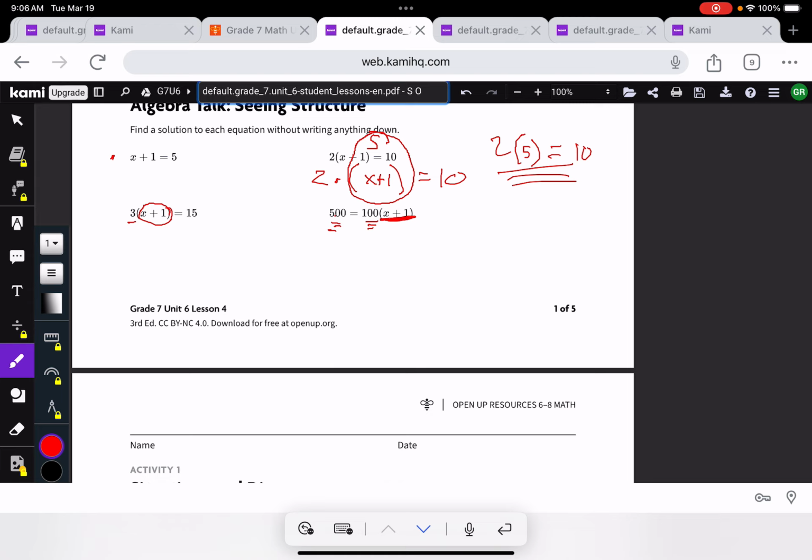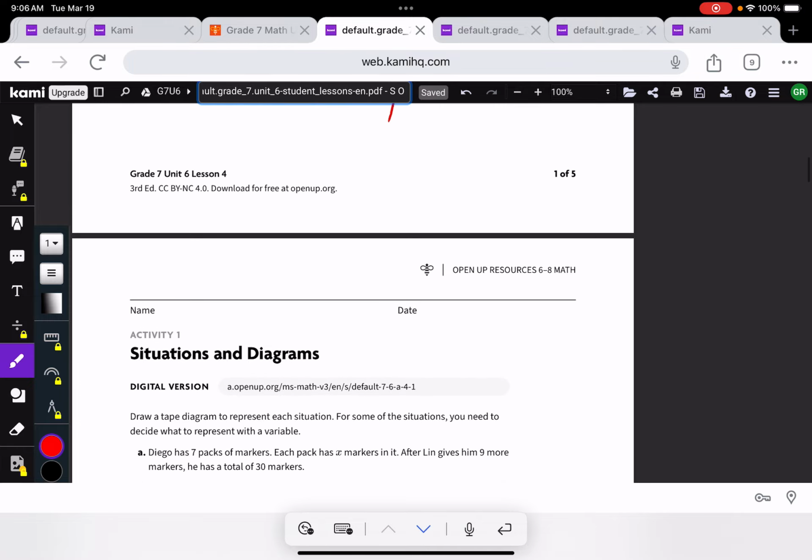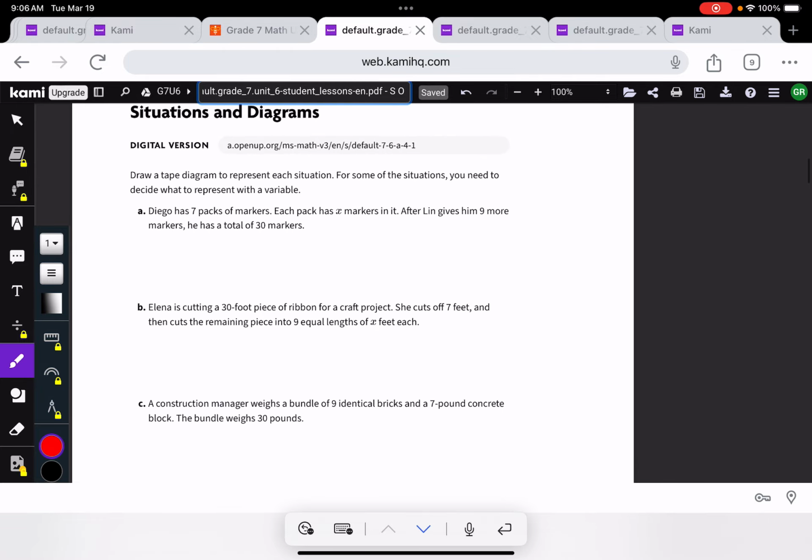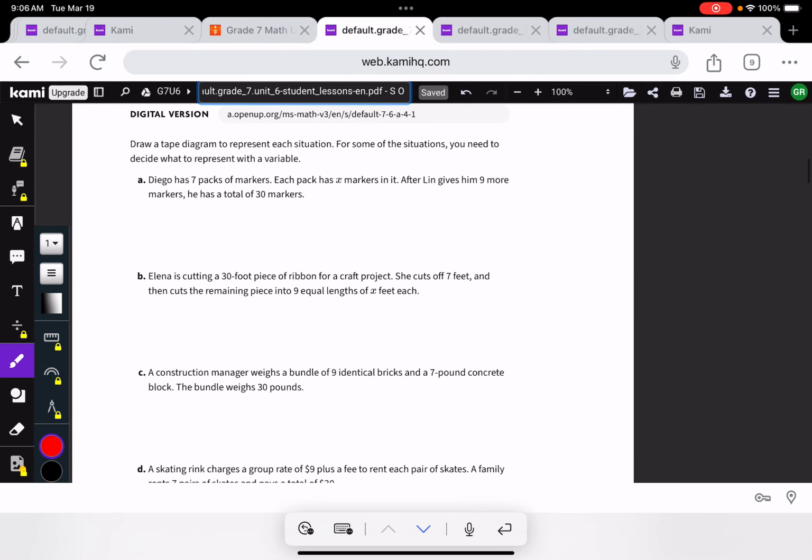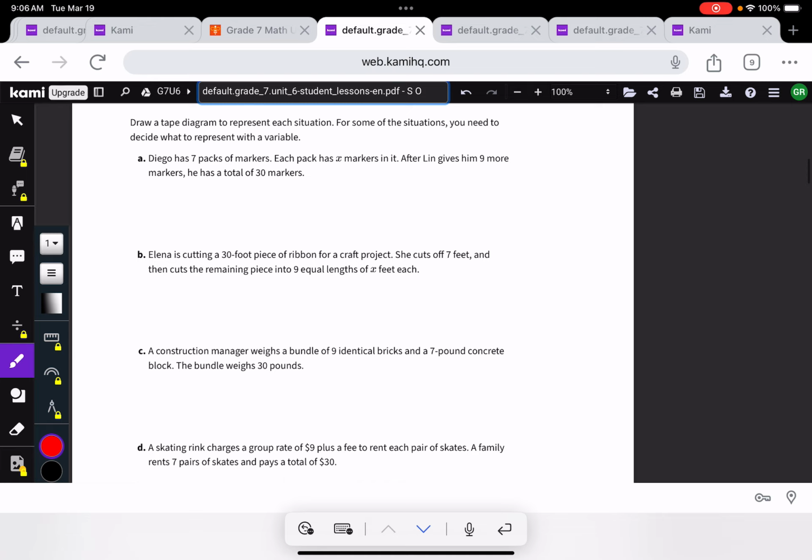So we're going to dive into that. These parentheses are what we really need to learn right here on what they mean. Parentheses mean multiply, and not always is it just a number. Sometimes we can have a variable, a letter in there. So first off, to make more sense of this, let's practice drawing some more tape diagrams with some situations. It says for some situations, you need to decide what to represent with a variable, meaning if we don't know what it is, we just make it up. In this case, you can see they said use X.